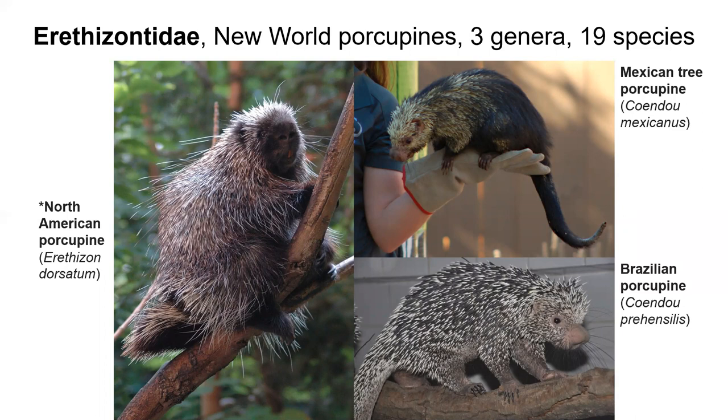This is the one that is found in Montana and across, well, a lot of North America. But there are 18 other species of New World porcupine that are not found in the United States. And those are all found in tropical Central and South America. A lot of them spend most of their time in trees and have prehensile tails and are a bit different than the larger, stouter porcupine that you think of here in the US.